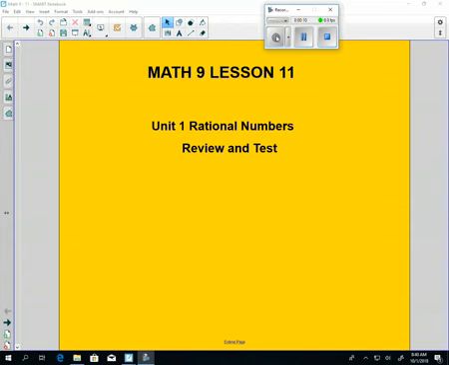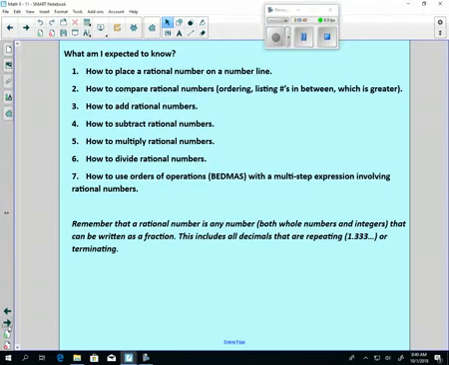Today, we're on Lesson 11. It's not going to be anything new. We're going to be reviewing what we've been doing so far in Unit 1. Last day, we had a short quiz on multiplying and dividing rational numbers. Today, we're just going to be looking at everything from where we started up to date, and I'm going to give you a test on it. Tomorrow, we'll start a new section on exponents. So let's look at some examples.